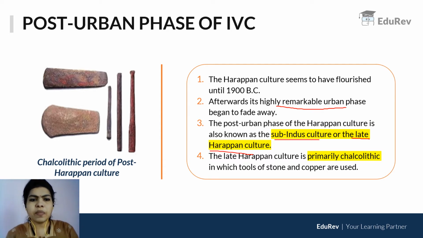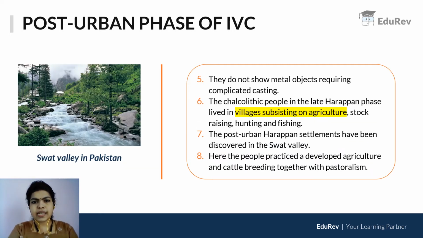This late Harappan culture is primarily Chalcolithic in nature, in which tools of stone and copper were used. So what was initially present? It was the Bronze Age, which was well flourished and very urbanized. But right now we are returning to the Chalcolithic period. Not just that, they do not have metal objects which require complicated casting.